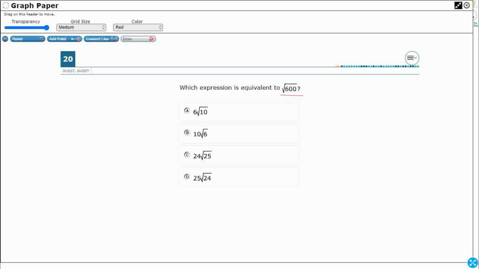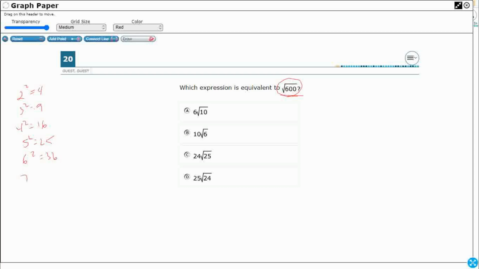This 600, that's a large number. Within that 600, we need to be thinking, what are some different factors of 600? And what we want is for one of them to be a perfect square. So let's list our perfect squares. 1 squared doesn't really help us. So 2 squared is 4. 3 squared is 9. 4 squared is 16. 5 squared, 25. You know, 25 could probably go into 600. Let's see if we can get a little bit bigger.